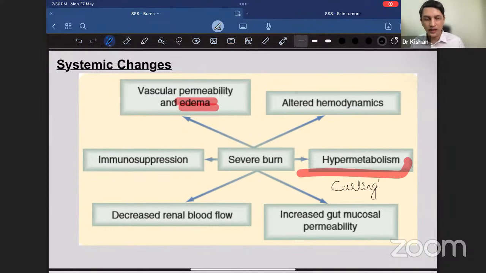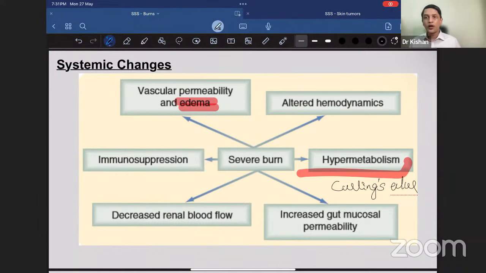Yes, Curling's ulcer, very good. Curling's ulcer. What is Cushing's ulcer? Cushing's ulcer, we get in head injury, with increased intracranial tension. Okay, that's called Cushing. Don't get confused. Cushing's triad, Cushing's reflex, everything is related to the brain. So in brain injury, you get Cushing's ulcer, whereas in the stomach, in burn injury, you get Curling's ulcer.